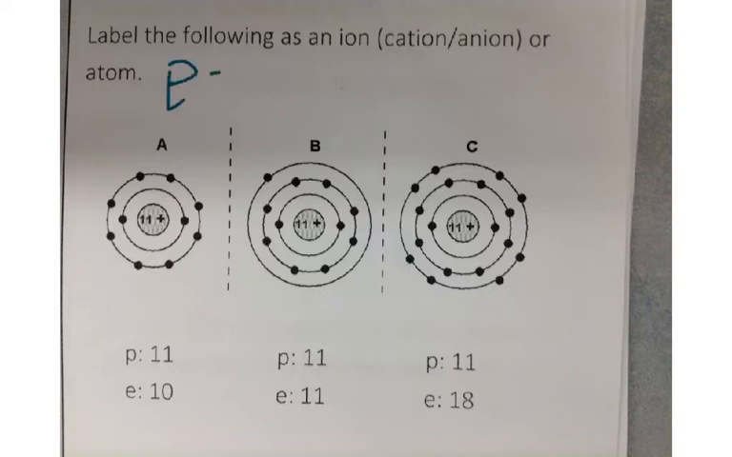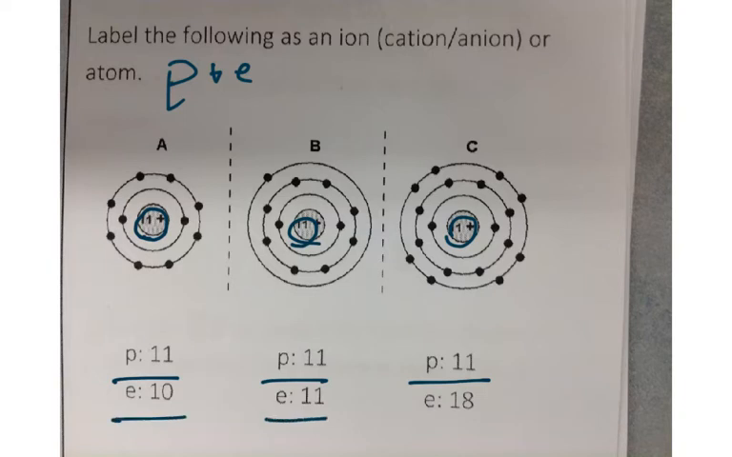So the protons found in the nucleus, we see that there's 11 for all of these, okay? That's where I'm getting this count down here. When we look at the electrons, which are around it, I got 10 electrons, 11 electrons, and 18. I literally just counted how many. So what you want to do is figure out what is the overall charge.